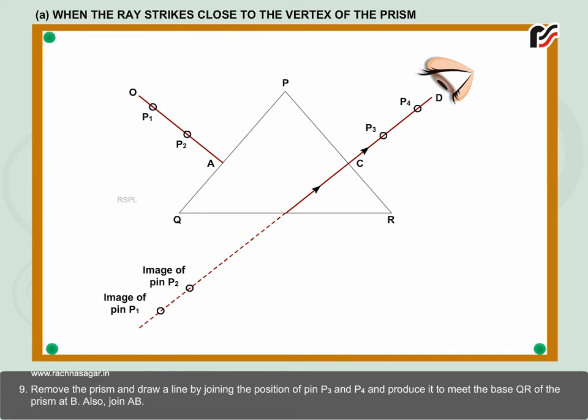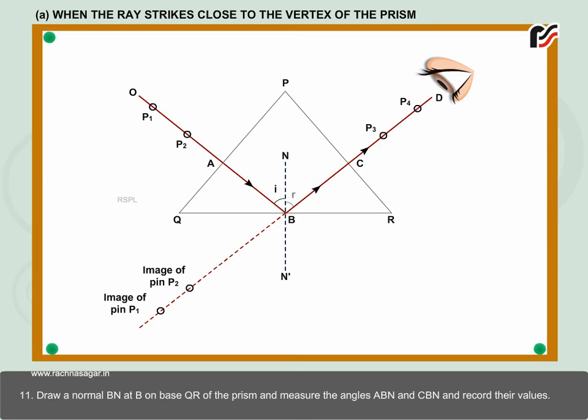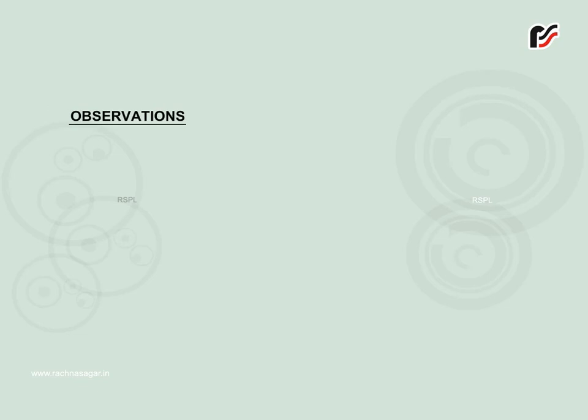Remove the prism and draw a line by joining the positions of pins P3 and P4 and produce it to meet the base QR of the prism at B. Also, join AB. Measure the angles BAQ and BCR and record them. Draw a normal BN at B on base QR of the prism and measure the angles ABN and CBN and record their values. Record your observations as follows.